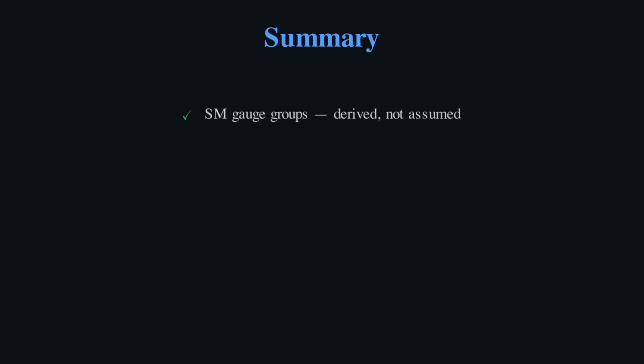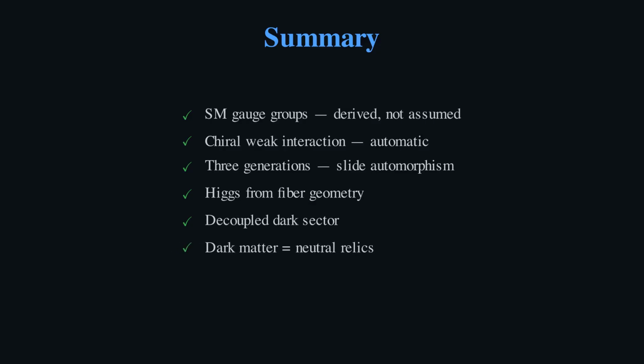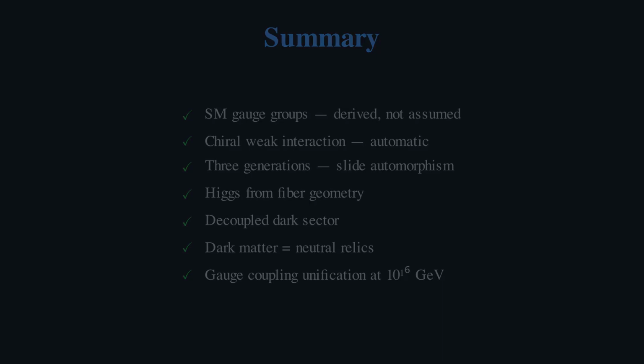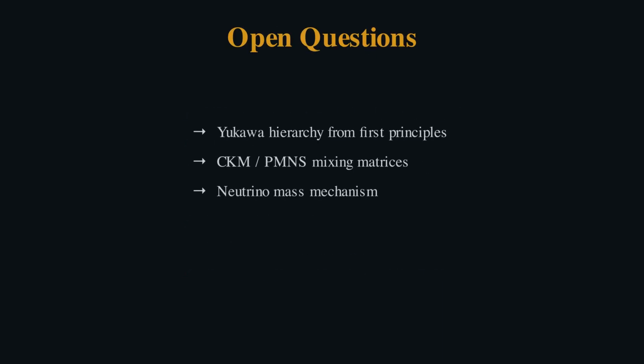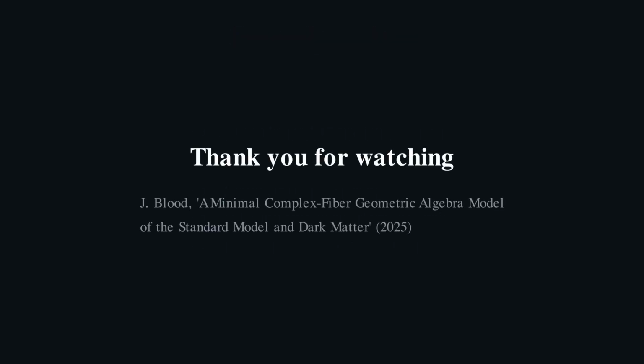To summarize, the standard model gauge groups, chiral-weak interactions, 3 generations, the Higgs mechanism, an exactly decoupled dark sector, dark matter as neutral relics, and gauge coupling unification, all from a single algebraic choice. Open questions remain: the Yukawa hierarchy, mixing matrices, neutrino masses, the dark to visible abundance ratio, and quantizing the pullback field. The central message is clear: a remarkably large fraction of the standard model and a compelling dark matter candidate follow from one algebraic choice, a superspinor in the complex Clifford fiber over spacetime.